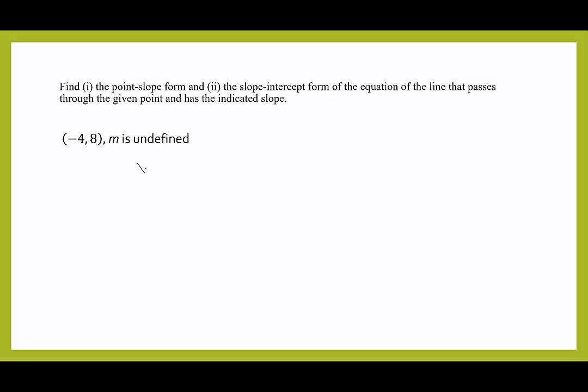Undefined indicates to us that we're dealing with a vertical line, and vertical lines are always of the form x equals something. So I usually say x equals a. And in this case, what does x equal? X is equal to -4. So the equation of this line would be x equals -4. And we can't put it in either form. That's just what it would be, x equals -4.